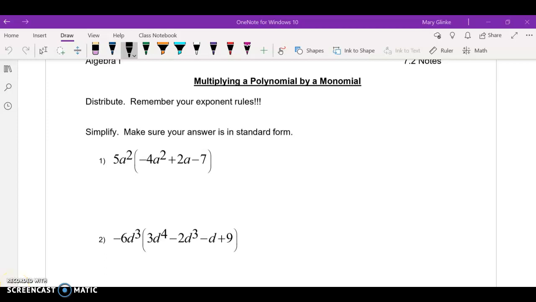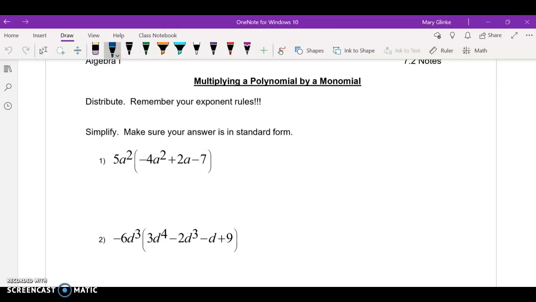Hello. Today we are going to multiply a polynomial by a monomial. So a polynomial means, again, many terms. So it can have any number of terms. And we're going to multiply it by a monomial, meaning it has one term. So in order to do this, we are going to go ahead and distribute the monomial to the polynomial.